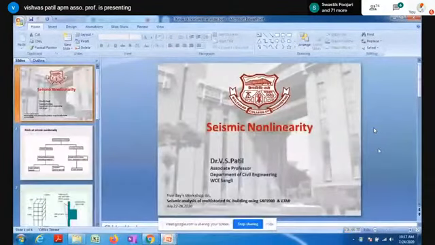Then to deal with a nonlinear method, we must know what is meant by nonlinearity, what the different kinds of nonlinearity are, and how to define this nonlinearity for a particular element or the structure. It is also required to know this.